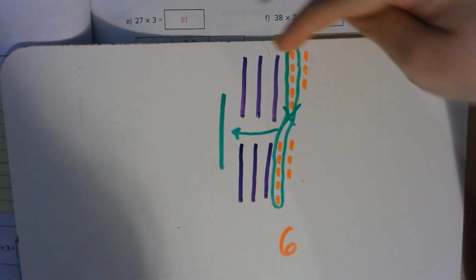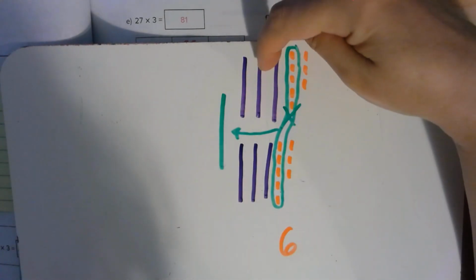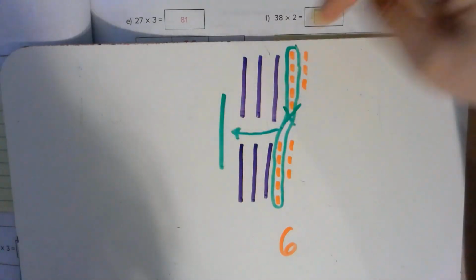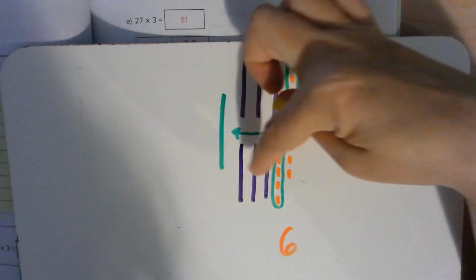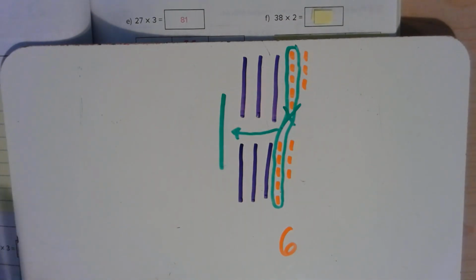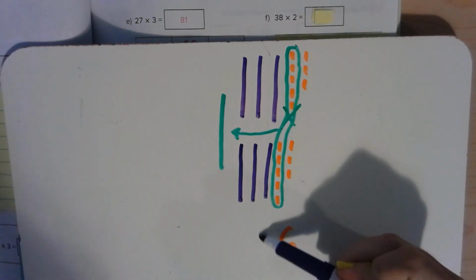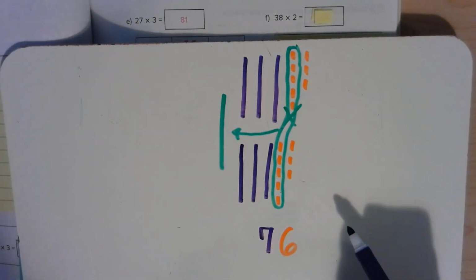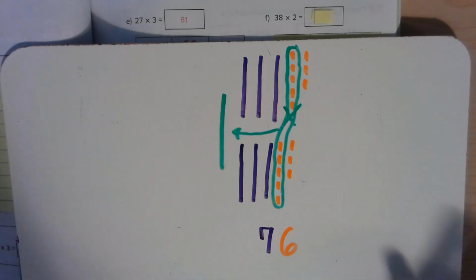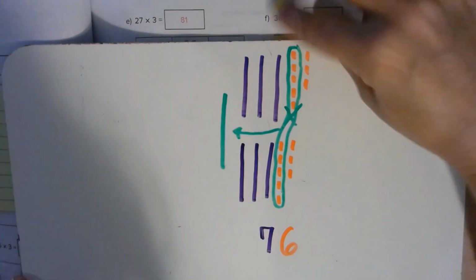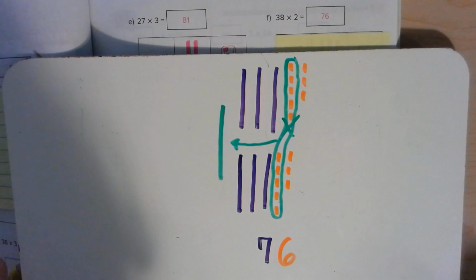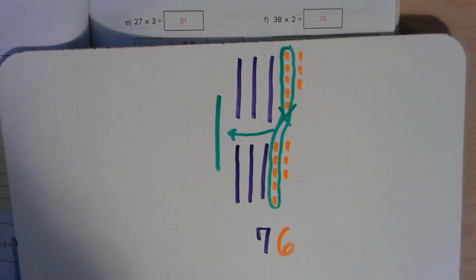Now let's count how many 10s we have. 10, 20, 30, 40, 50, 60, 70. So I have 1, 2, 3, 4, 5, 6, 7. Is that what you got too? Was your answer 76? I hope it was. I'm sure it was, because that's the right answer. It's 76.